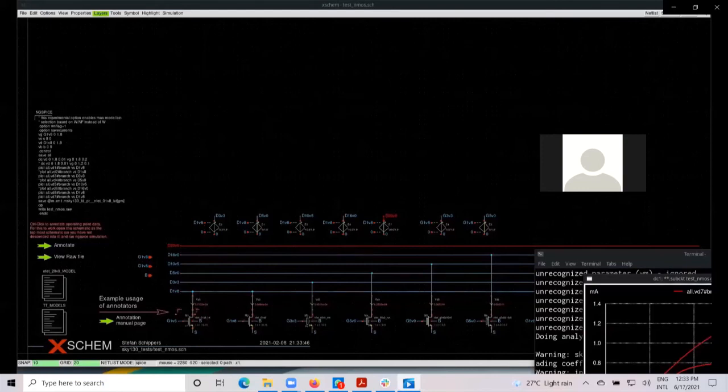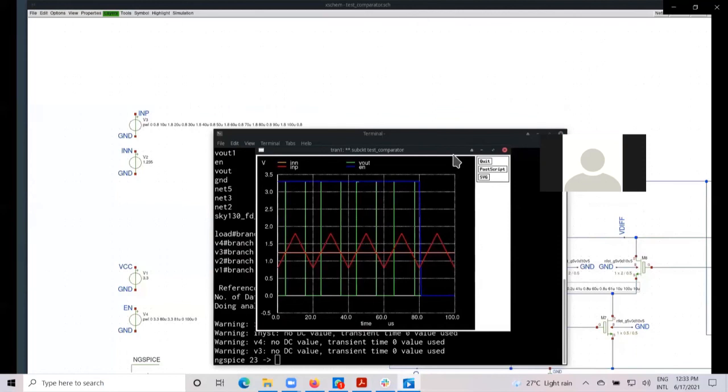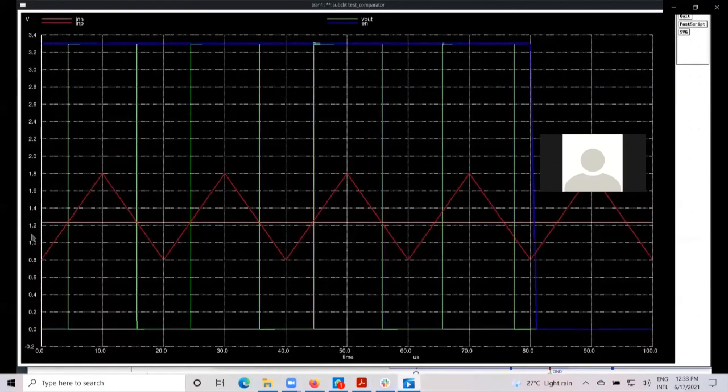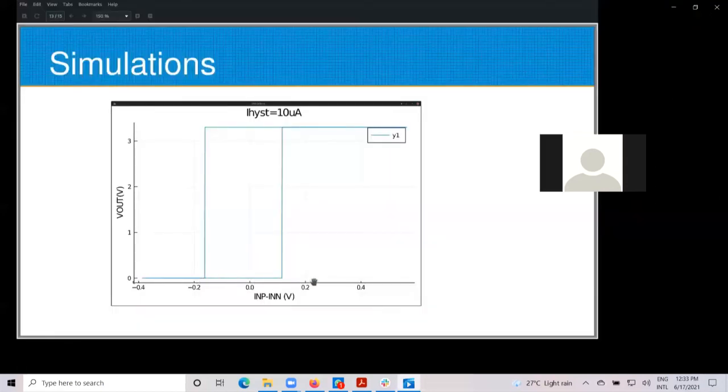Okay, so this looks good. And now we can get into the details of the circuit. So here we get the simulation output. The blue is the enable signal, where there are two different levels at which the voltage changes from 0 to 3.3, signifying that there is a hysteresis present, and how much it is at 10 microampere.